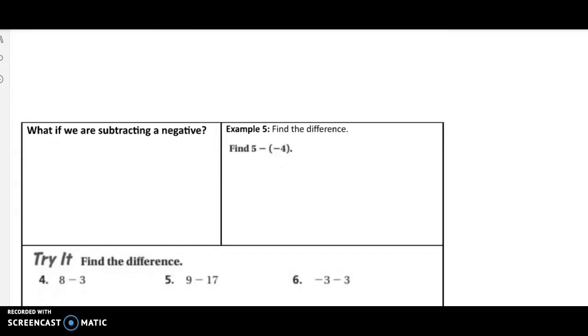So what if we are subtracting a negative? Let's rewrite it first. This is after I rewrite. We keep our first sign, we change our subtraction to addition, and then we do the opposite of what's inside those parentheses. The opposite of negative 4 is positive 4. 5 plus 4, same sign, we add and we keep our sign, so we get 9. Whenever we are subtracting a negative, it turns into an addition sign. We just add the two.